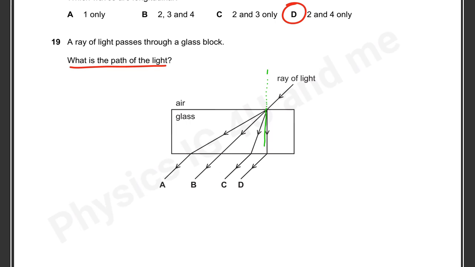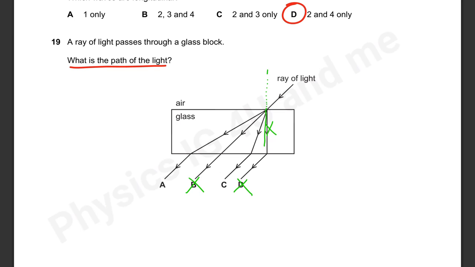From here, definitely D is wrong because the light will not pass in this direction. And definitely B is wrong. Why is that? Because in B, the ray of light, as you can see, continues moving without any refraction, which is wrong, because when the ray of light goes from air to glass, it will bend. So B is wrong.